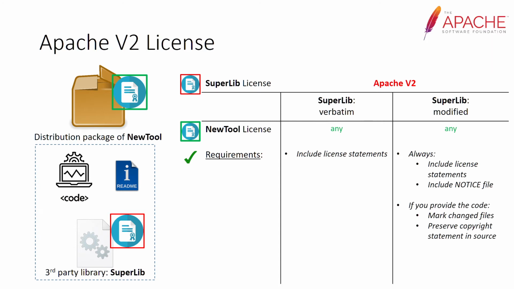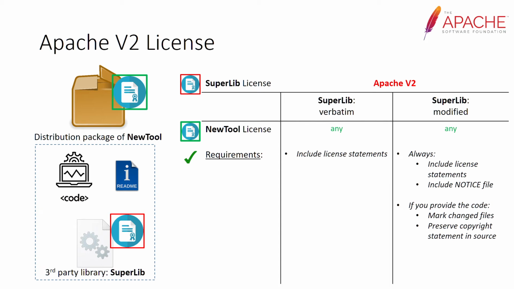If Superlib is distributed under an Apache 2 license and we want to include the verbatim version of the library, then we need to include all license information from the Superlib package into our package. Once this is done, we are free to license NewTool in any way we want. However, if we modify the implementation of the Superlib library, we will have to take a few extra steps.